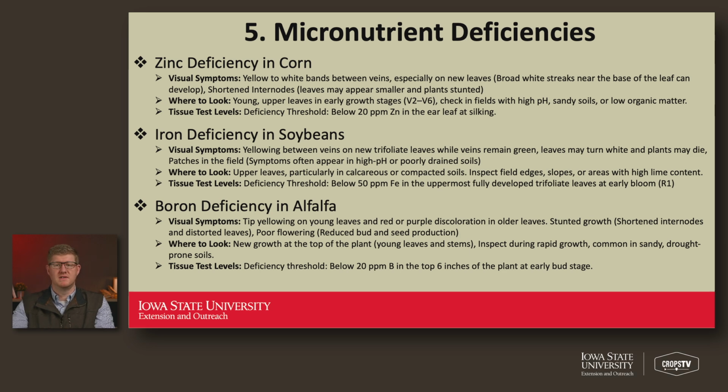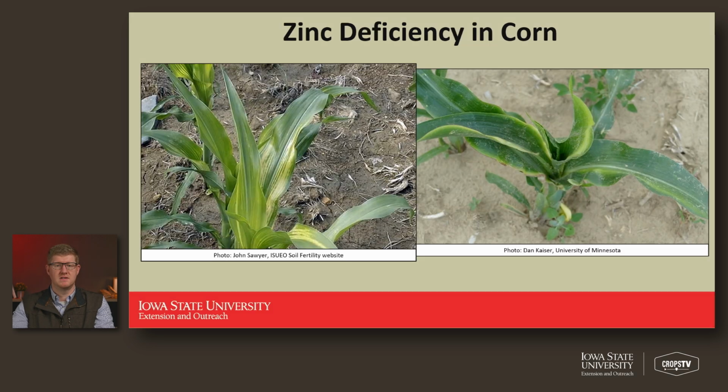So to look at some examples of these deficiencies, we'll start with zinc deficiency in corn. If you really focus on the picture on the left here first, you'll notice that you do see some of that striping on the leaves. You could see how you may confuse that for sulfur deficiency. I'll point out, especially on that picture on the left, I talked about how you could get those broad whitish yellow streaks towards the base of the leaf. You can kind of see that starting to occur in this picture, and so that's a good indicator that it may not be sulfur deficiency.